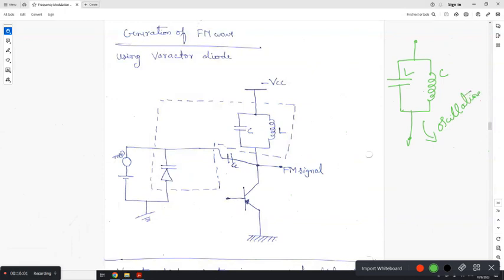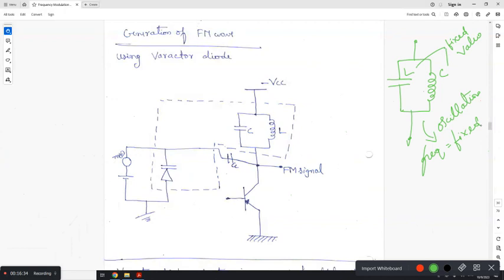Now, this L and C are fixed values. When L and C are fixed, it will generate oscillations of fixed frequency, one frequency. So your frequency will be fixed.